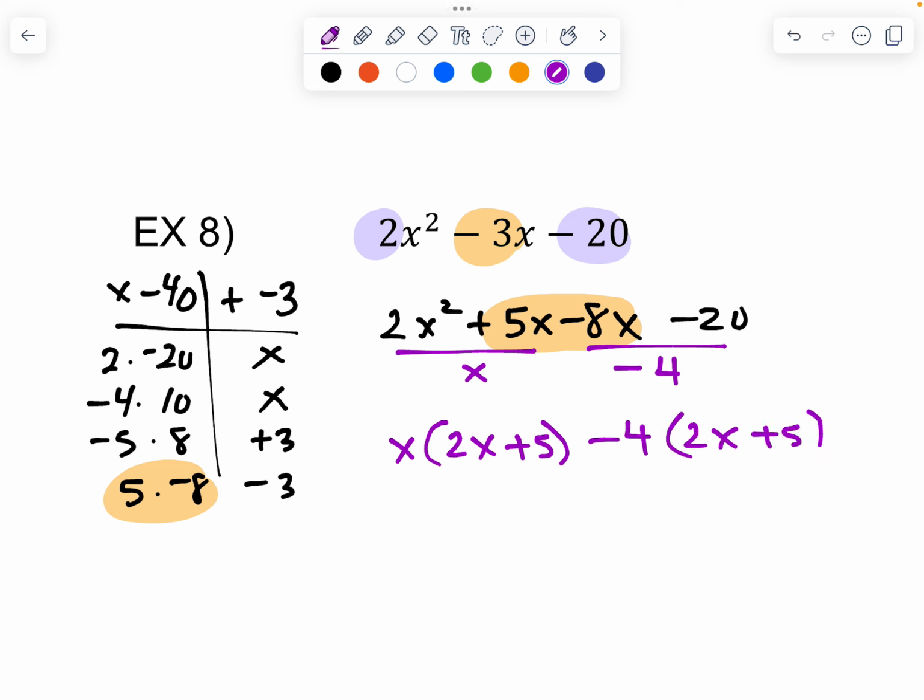Look at that, they match. So then I can write my final answer, x minus 4, 2x plus 5. So that's the basics of factor by grouping and factoring. Now let's talk briefly about shortcuts.